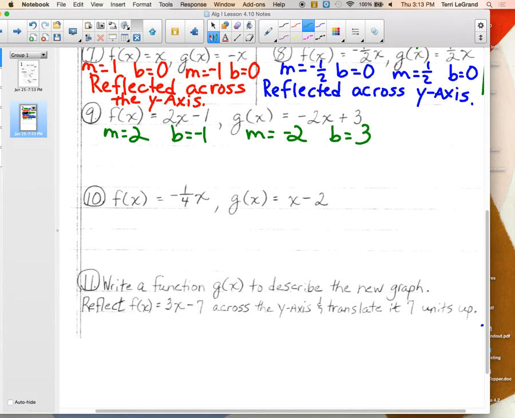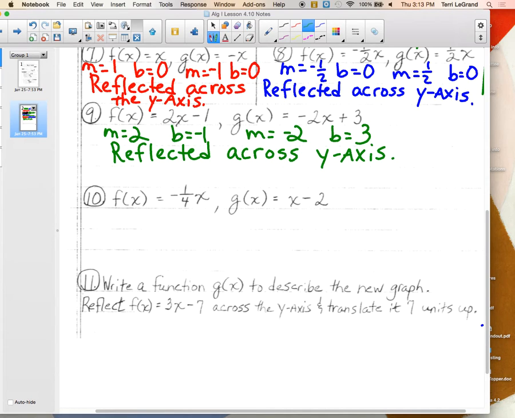Okay, first one. What's the first transformation? Remember, we look at the y-intercept typically first. Michaela? Reflected across the y-axis. Okay, it was reflected across the y-axis. You want to do the reflection first. Okay, we'll do that. Reflected across the y-axis because the slopes are opposites.